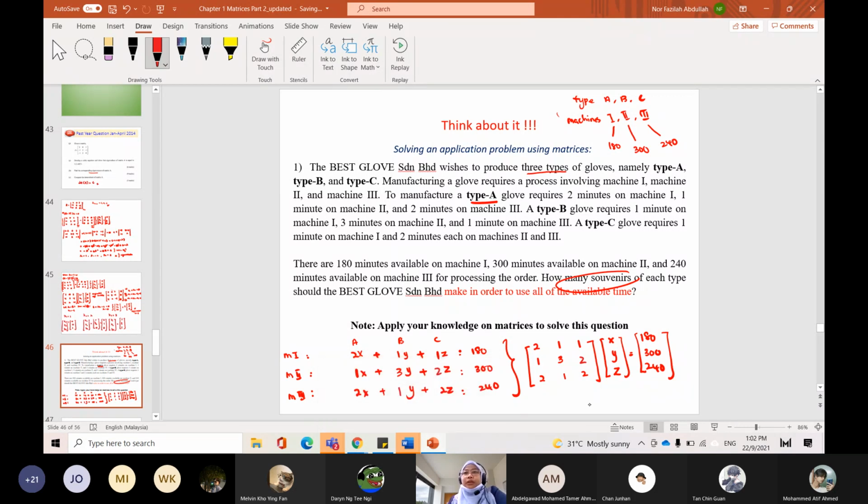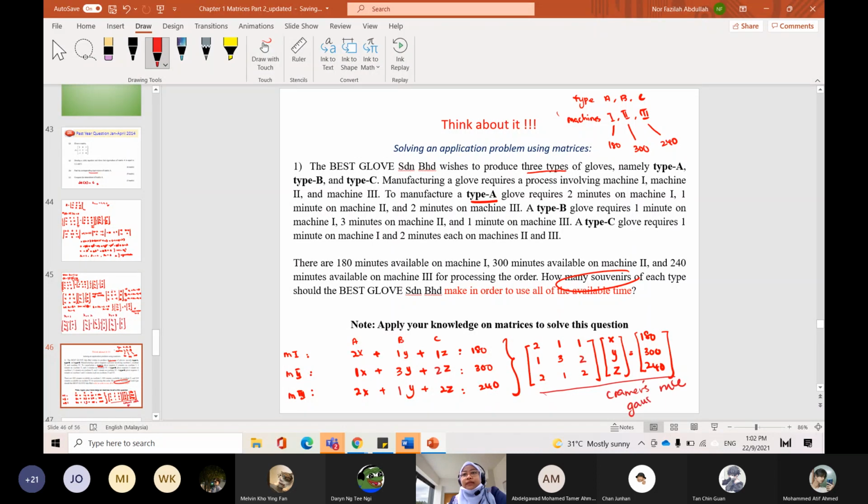So from this matrix form, you may use Cramer's rule, you may use Gaussian elimination, and Gauss-Jordan. You can use whichever one is convenient to you to solve for the unknowns x, y, and z here.